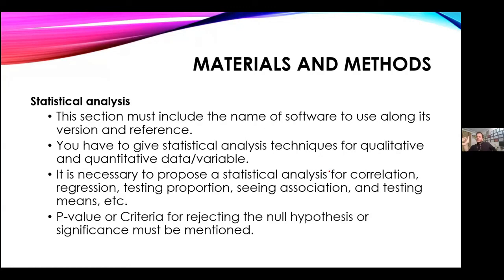Like I have already given you tips. If your data is quantitative, choose mean. If your data is categorical, choose percentage and frequencies. If you want to compare two means, choose the independent sample t-test. If you want to compare paired observations, choose the paired sample t-test. So all these things have already been discussed. Why am I telling you here? Because these are the core part of your materials and methods while writing your research proposal.